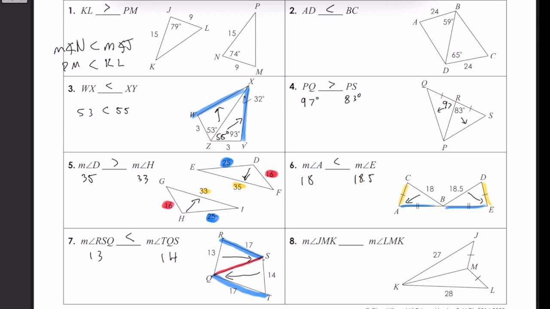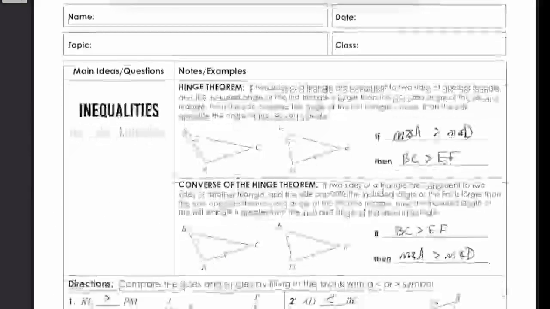Last but not least, again, we have our pair of corresponding, congruent marked sides here. The other one is the common side there. So we're looking at JMK, which is opposite of the 27, and then we're looking at LMK, which is opposite of the 28, meaning that JMK will be smaller or less than LMK. And that right there is everything on what we call the Hinge theorem. It's a very quick one, but it's a pretty important one.